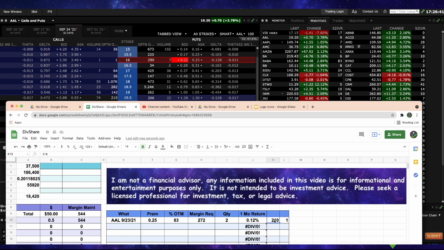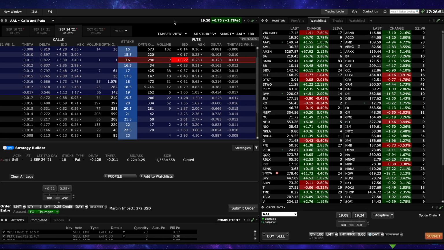The strike price that I was looking at, I should probably put that in here. Strike 16, so that's a 1.56% return. So that might actually be something I put on. I'm not going to mess with any of those.